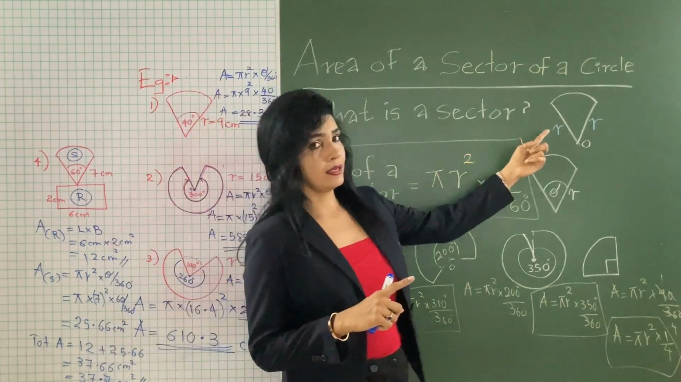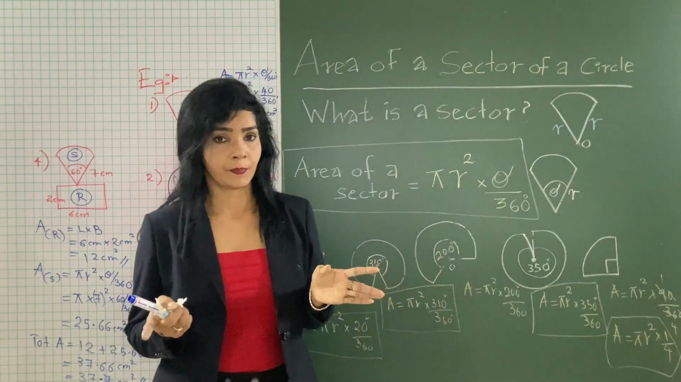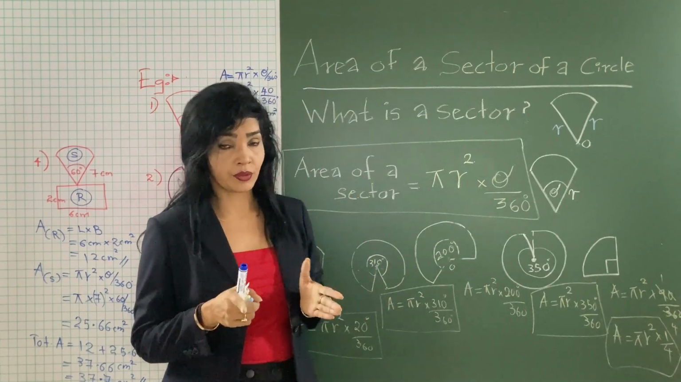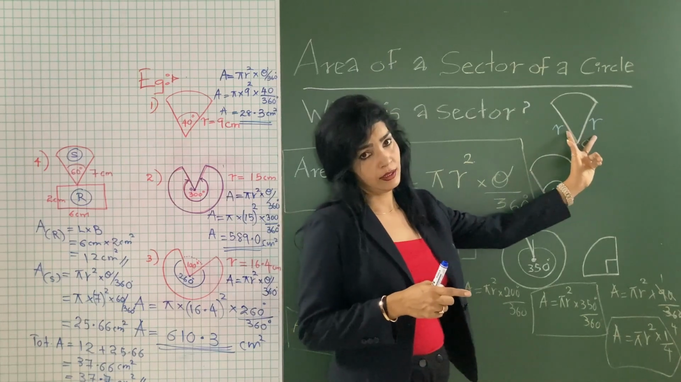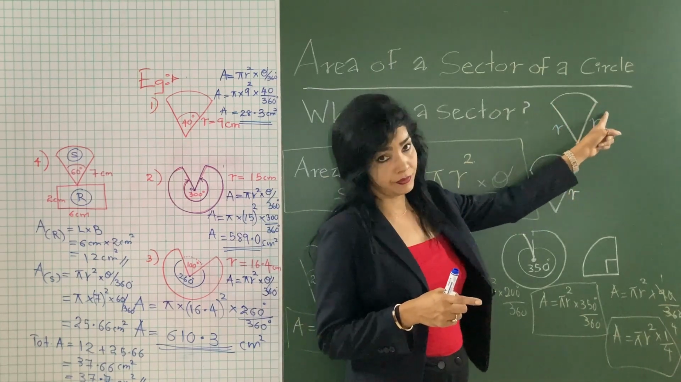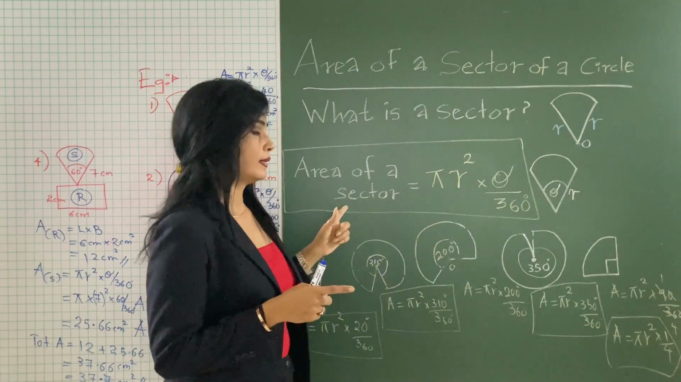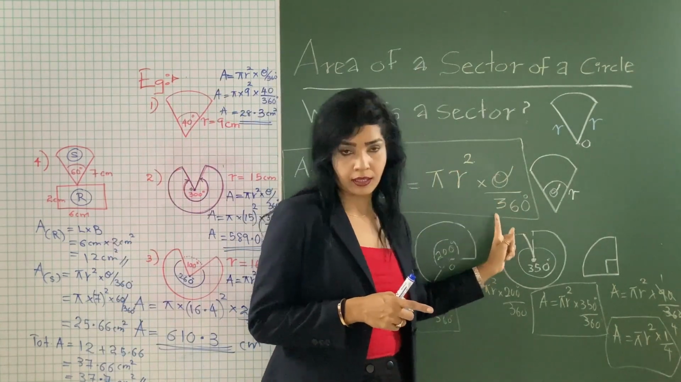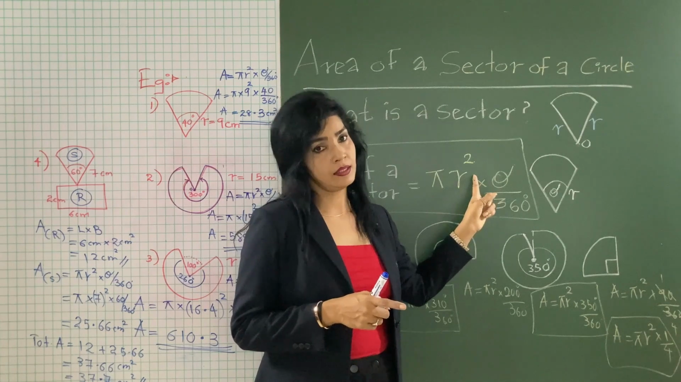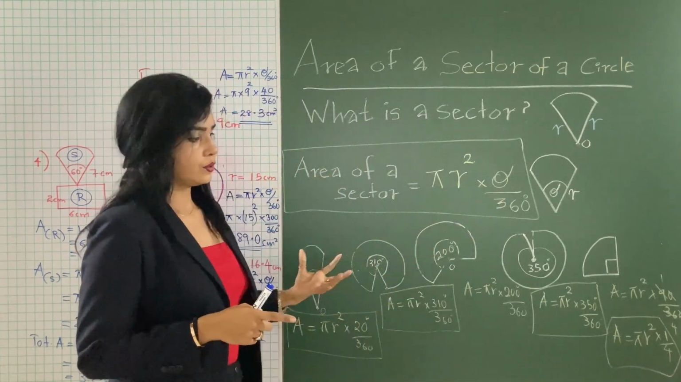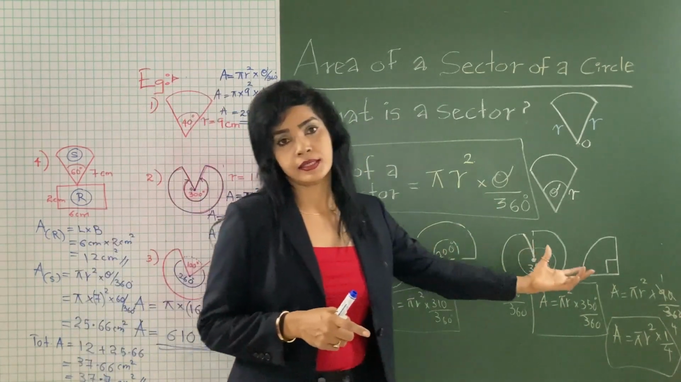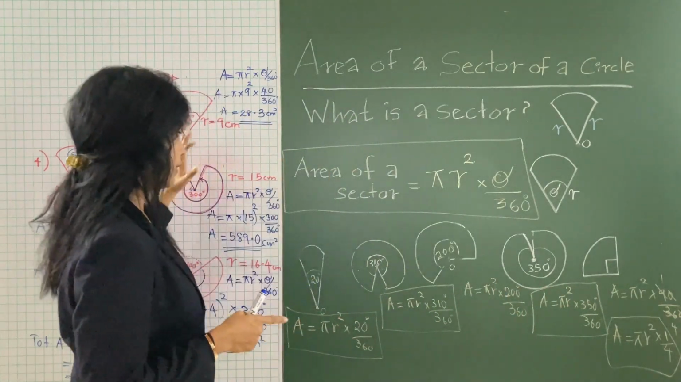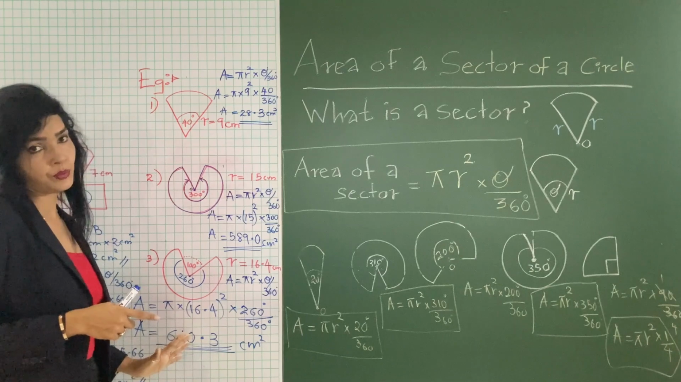Any sector area. First of all, what is a sector? A sector is a part of a circle surrounded by 2 radii and a part of a circumference. So, sector area is equal to pi r square into theta over 360. Theta is the angle given in the sector. So according to that you can write any sector formula using the given angle, and you know how to apply it in the questions as well.